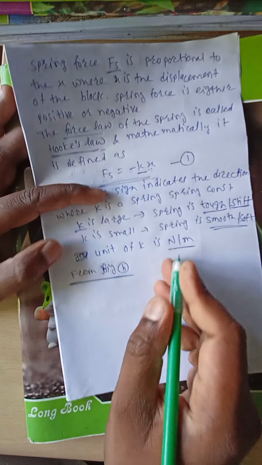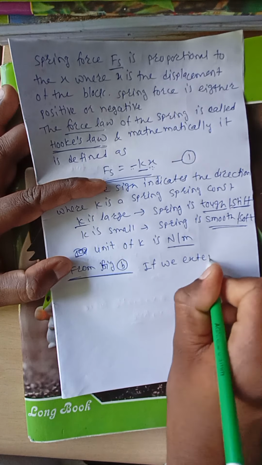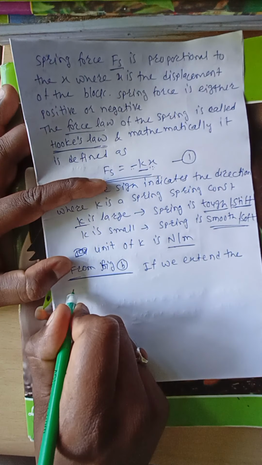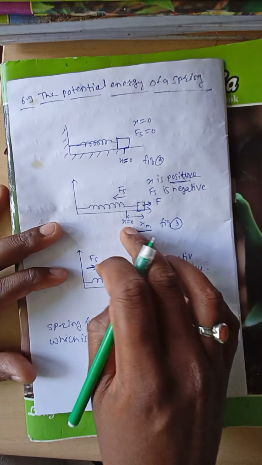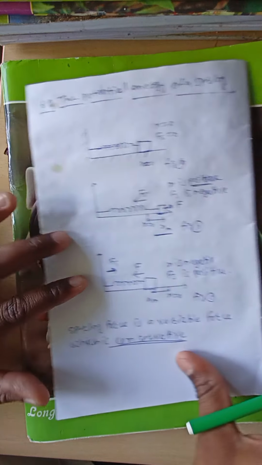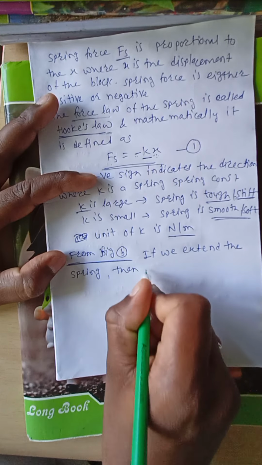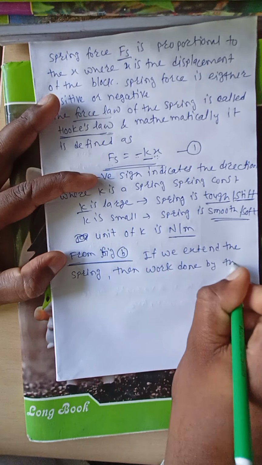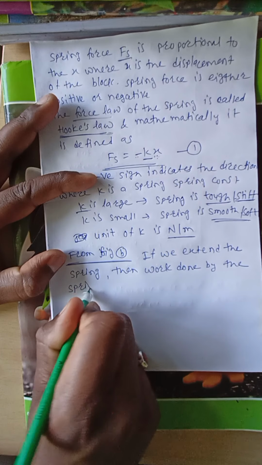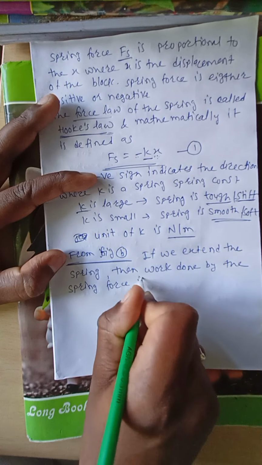Okay, from figure B, if we extend the spring, it means we have to apply the force in an outward direction. If you extend the spring, then the work done by the spring force is... now this is the first case.